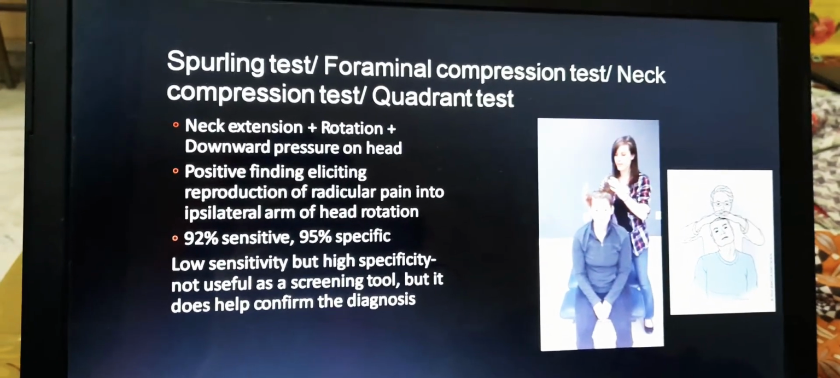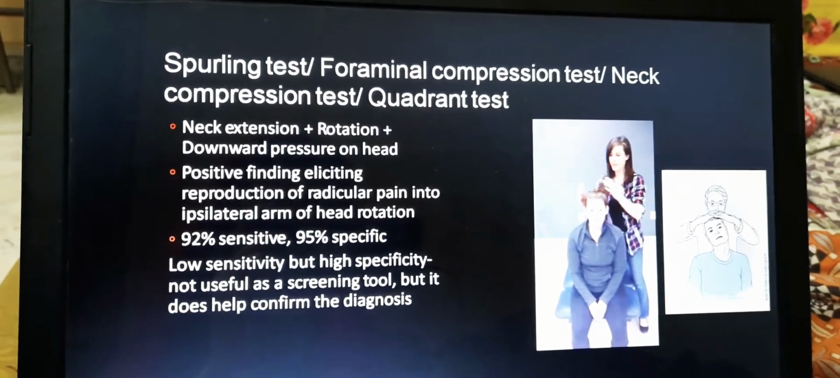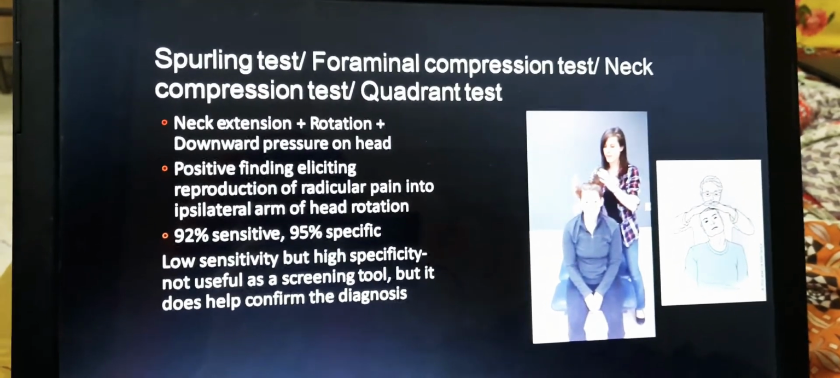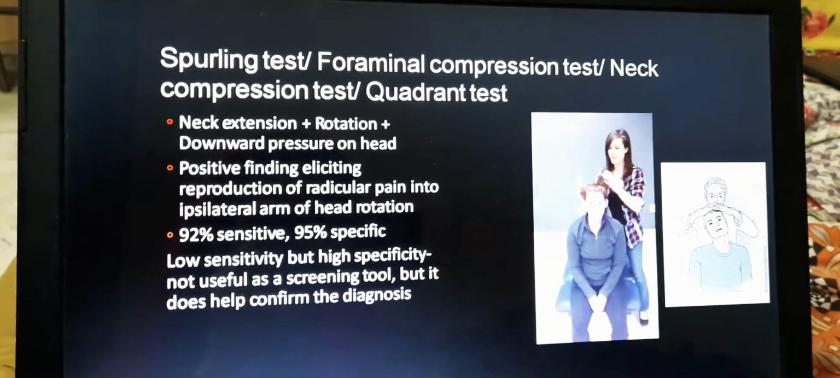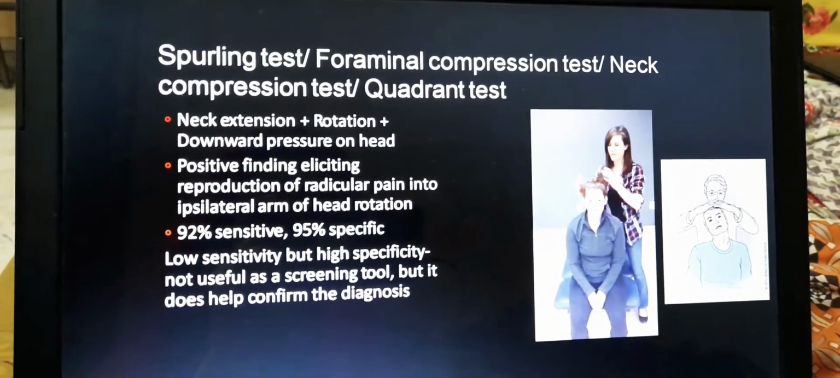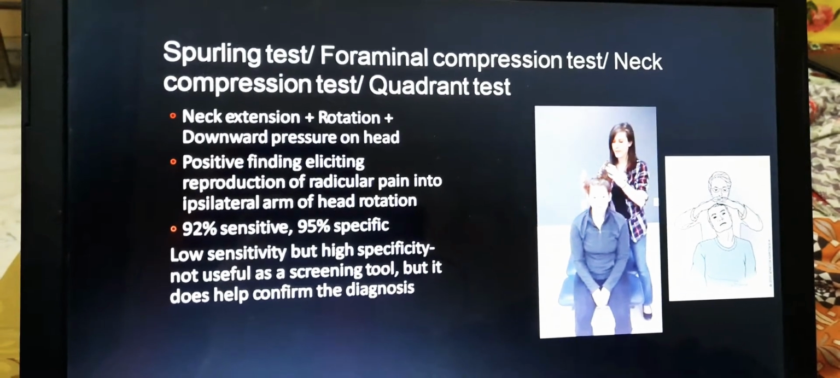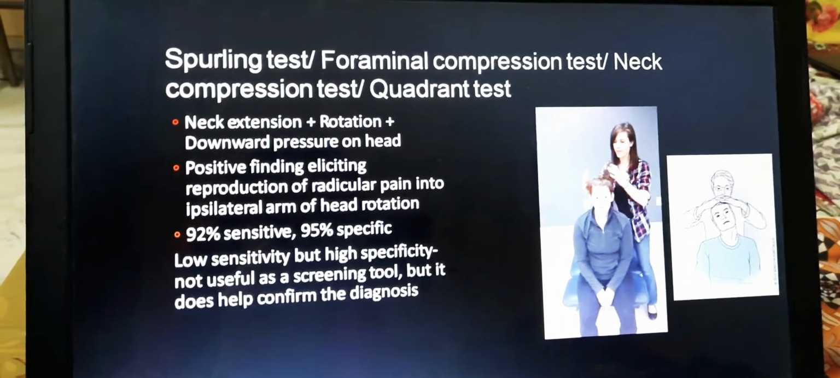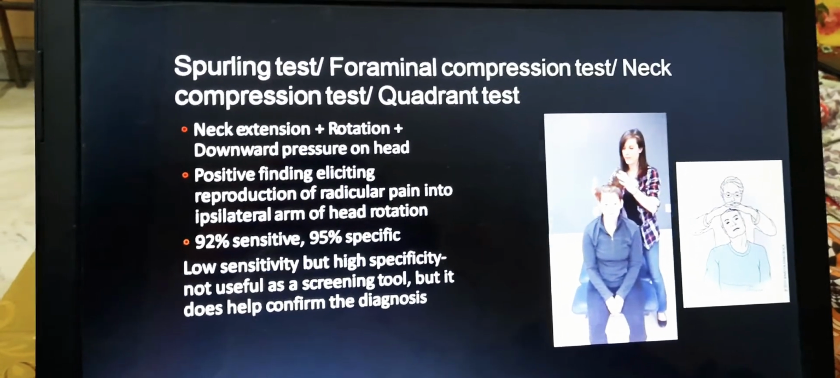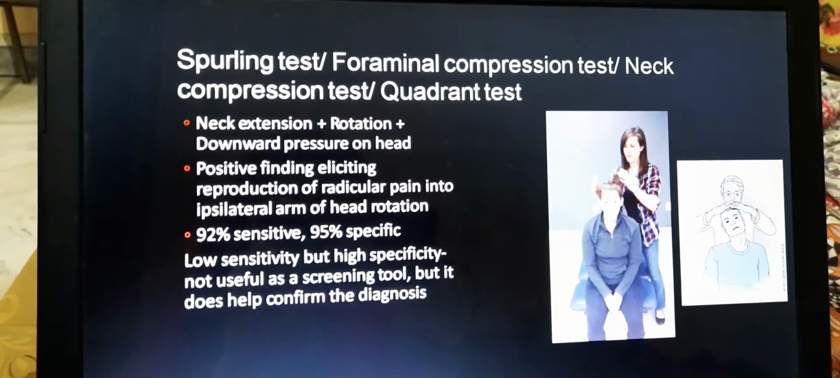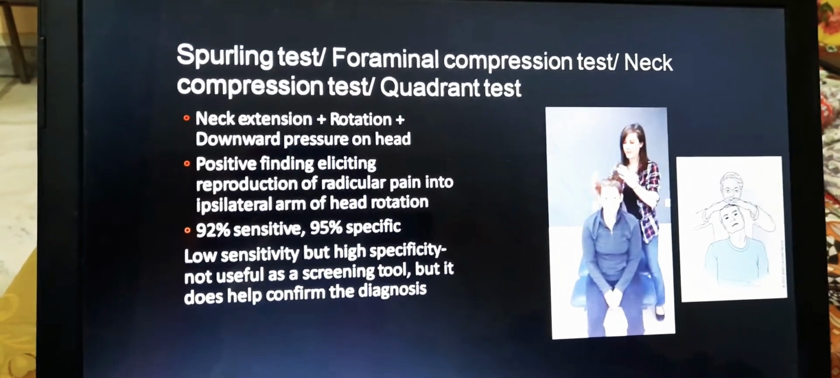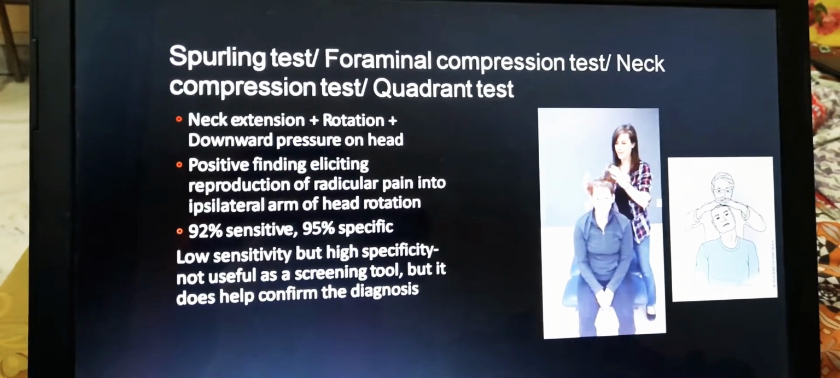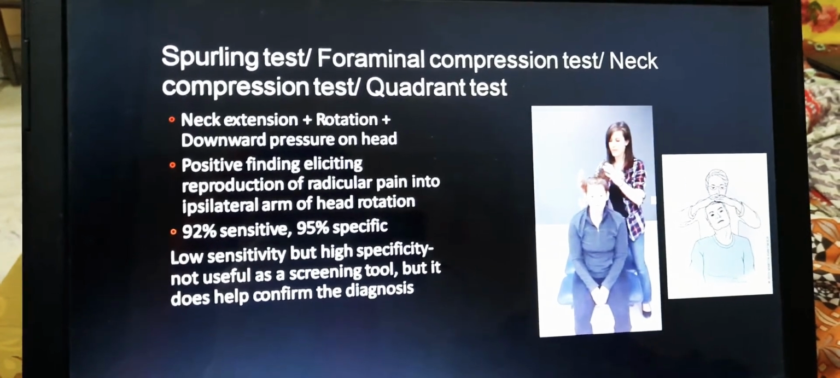The clinical tests for diagnosis. First of all, the Spurling test, also known as the foraminal compression test, neck compression test, and quadrant test. It involves neck extension, rotation, and downward pressure on the head. The therapist will stand behind the patient, and the patient is in a sitting position. The therapist will bring the patient's neck into extension and rotation and will apply downward pressure on the head. The positive finding elicits the production of radicular pain into the ipsilateral arm on head rotation.